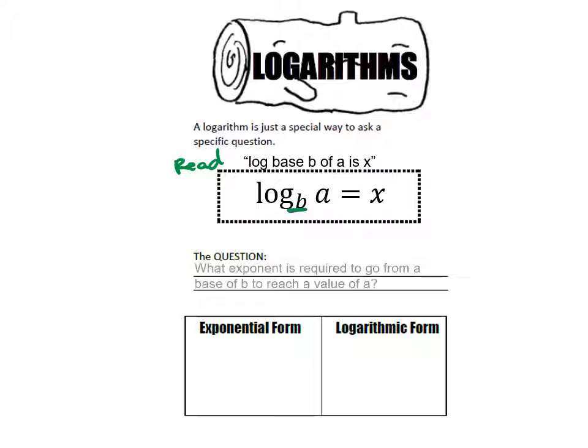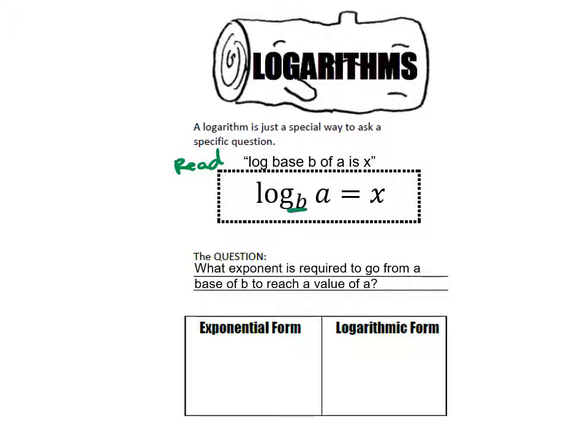So the overall arching question that we're trying to answer today is what exponent's required to go from a base of b to reach a value of a. So make sure you jot that down on your note sheet. What exponent is required to go from a base b to reach a value of a?